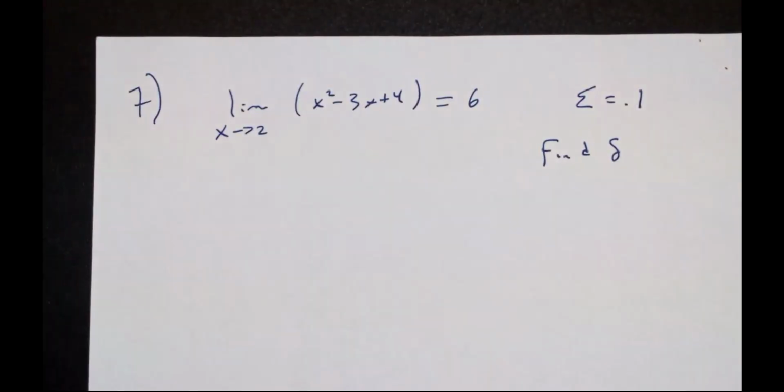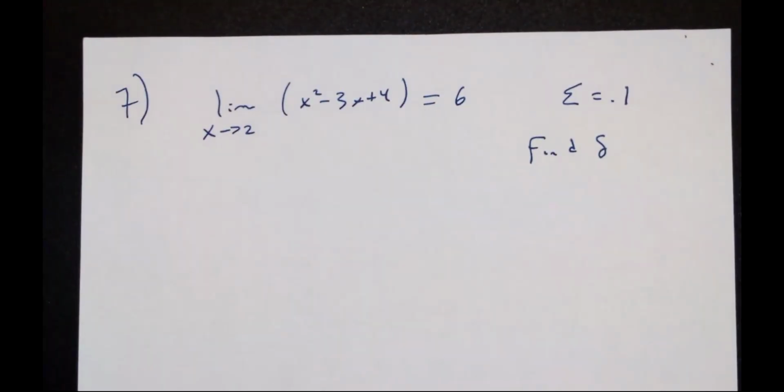Now, I am of the opinion that I like the pictures that we had in number 4 and the picture I drew for number 6. So I'm going to start with that same sort of picture. Out comes the graphing calculator. Let's graph f of x equals x squared minus 3x plus 4.